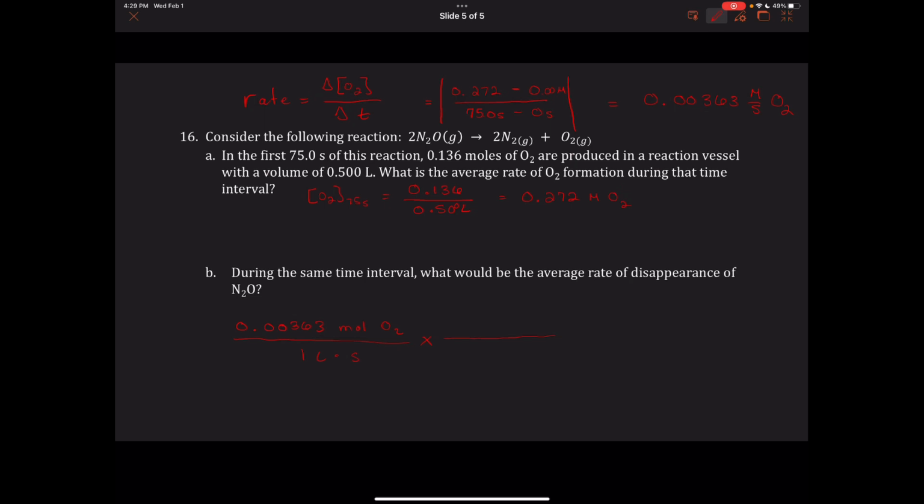We need to cancel the oxygen. Its coefficient is 1, so on the bottom we've got 1 mole of oxygen. The N2O's coefficient is 2, so on top we have 2 moles of N2O, which is going to give me 0.00725 molarity per second, and this is in terms of my N2O.